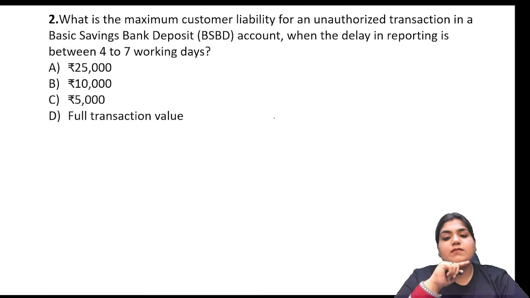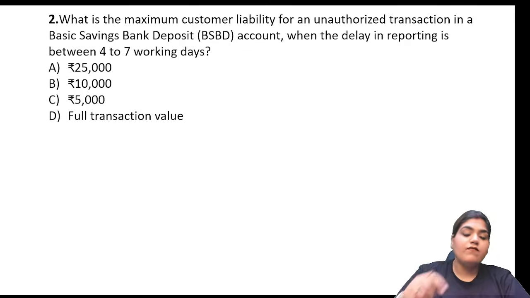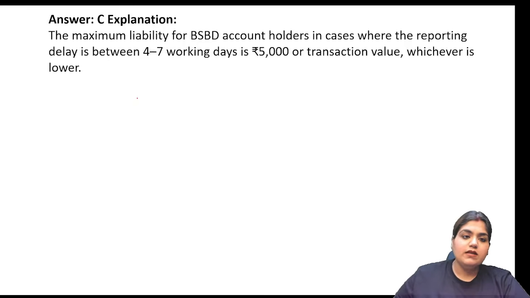What is the maximum customer liability for an unauthorized transaction in a BSBD account when the delay in reporting is 4 to 7 working days? It is 5,000 rupees. You have to learn this, okay? The maximum liability is 5,000 rupees or transaction value, whichever is lower.